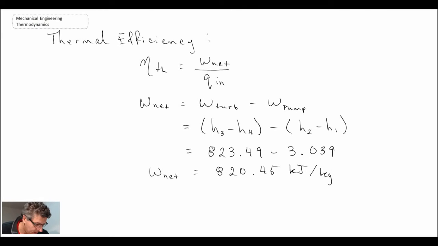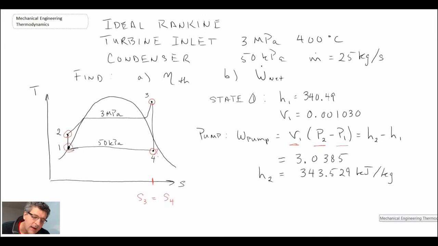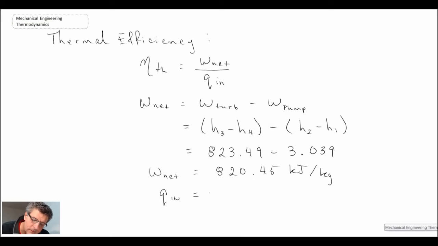So we get that for the net work, and the heat in. The heat in we can evaluate. If we go back to our TS diagram, that's going to be what's going on in the boiler. So this is where we have Q in right here. So we're going from state 2 up to state 3 as we go through the boiler. Knowing the values of enthalpy.